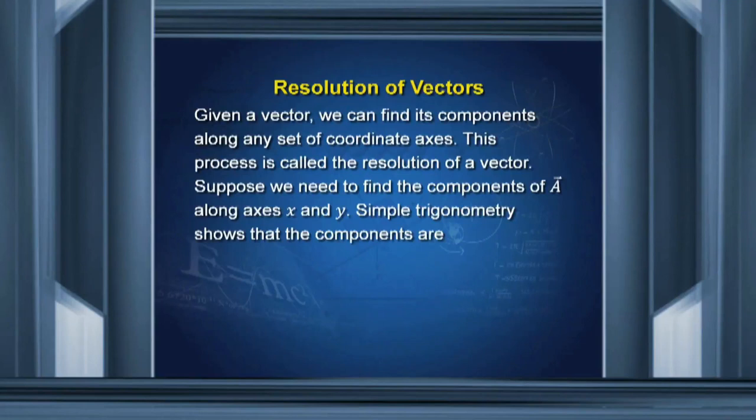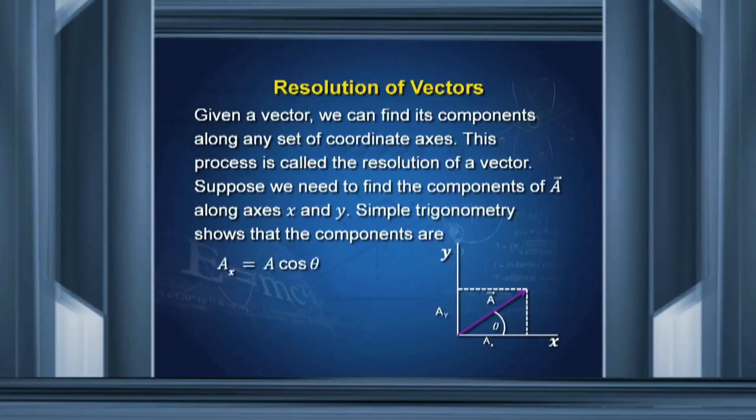You are given a vector A in this diagram, and we want to find out its components along a set of axes, in this case axes x and y. How do you find that? You draw perpendiculars from the tip of the vector onto the x axis and onto the y axis. Then simple trigonometry tells us that the component Ax is equal to A cos theta and component Ay is equal to A sin theta.